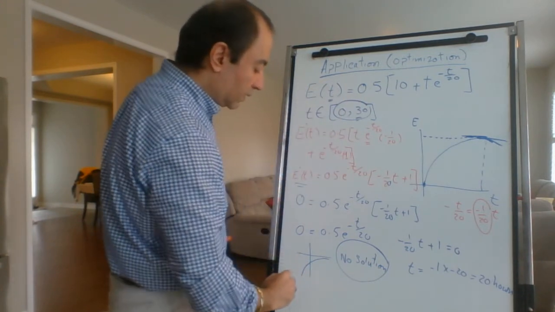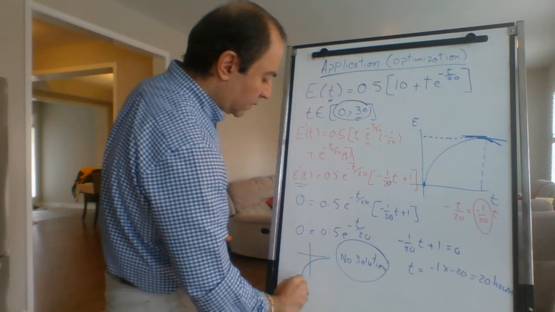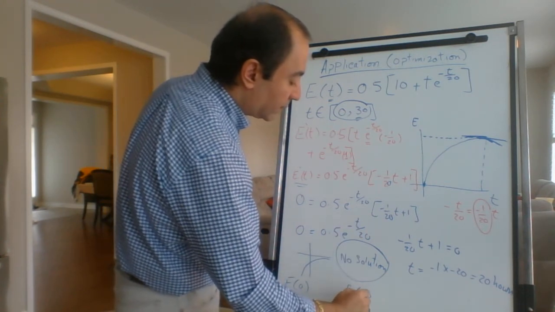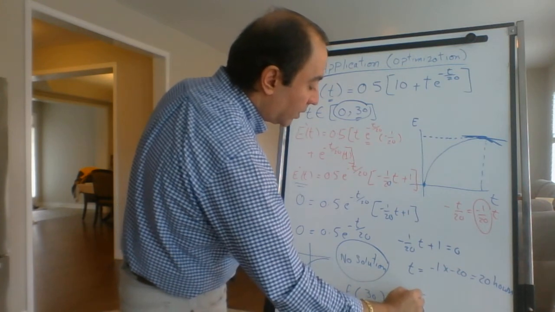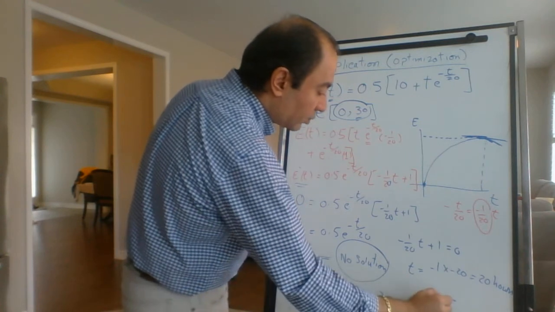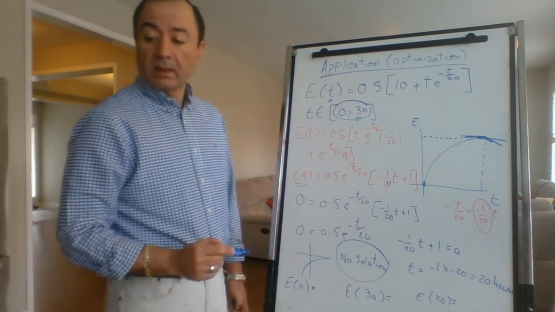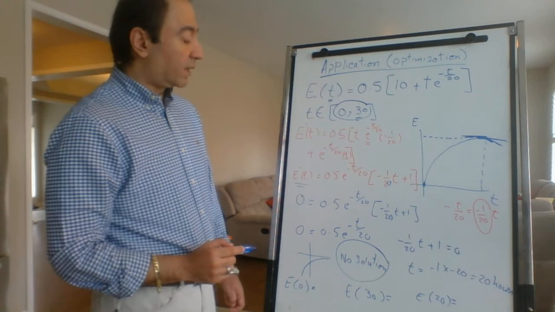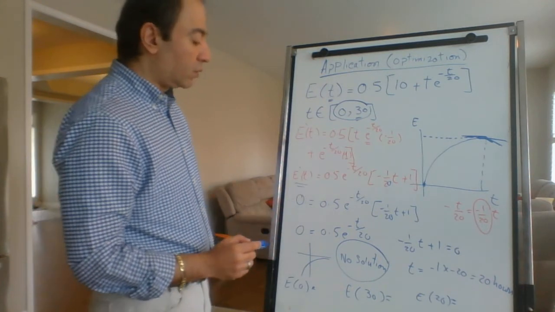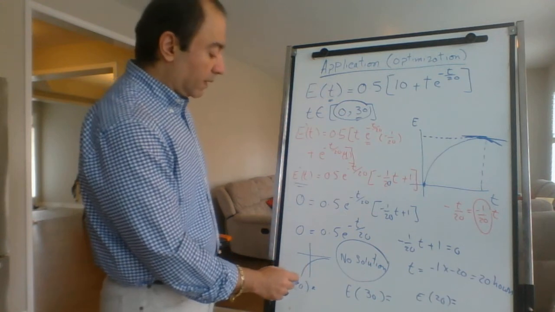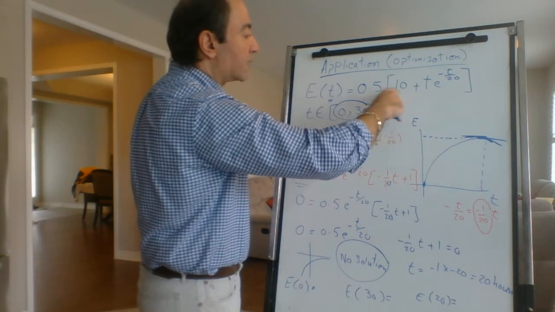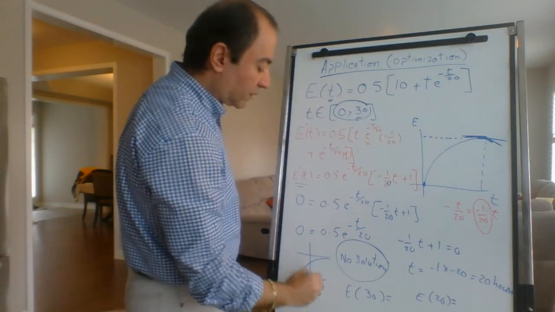So we need to find e of 0 and e of 30 and e of 20 to see which one will give us the maximum effectiveness. I don't have space, but I'm sure that all of you can do this. So e of 0, if you put 0 here, this will be 0. So it is 10 times 0.5, which is 5 on the scale.